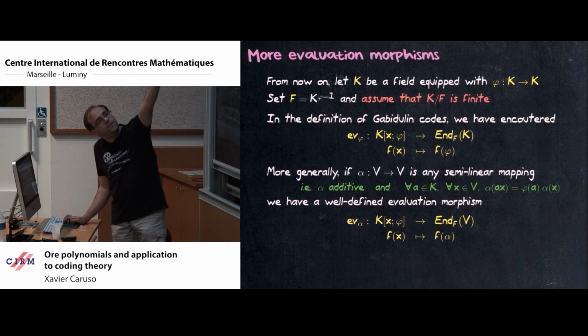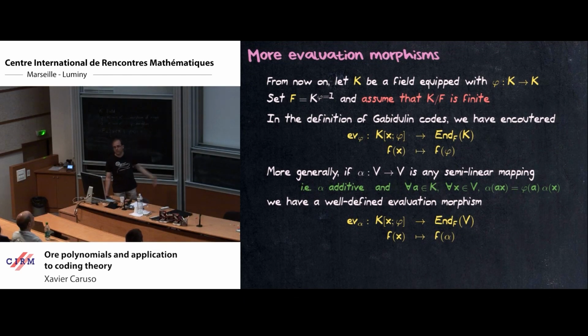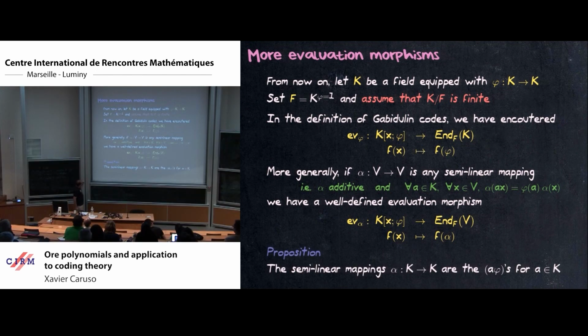So you can evaluate not only at phi, but at any alpha, which is a semilinear mapping acting on some K vector space. And the proposition is a classification proposition. It's rather straightforward to prove: the semilinear mappings from K to K are just the multiples of phi, A times phi for some A in K. And so using this, instead of evaluating only at phi, we can evaluate at other alpha of this form and get this way more general Gabidulin codes.